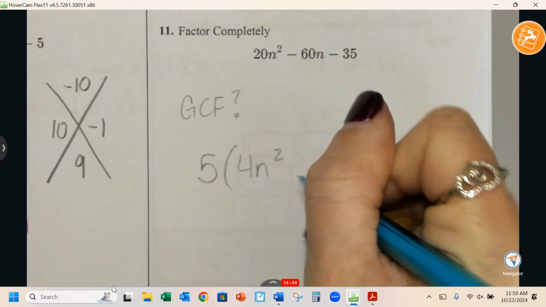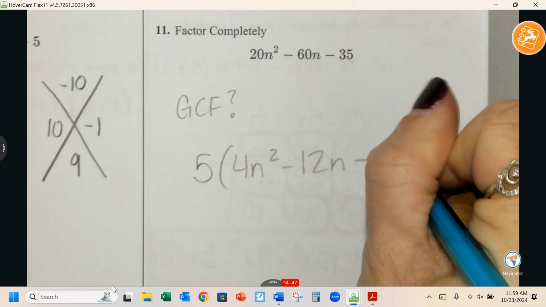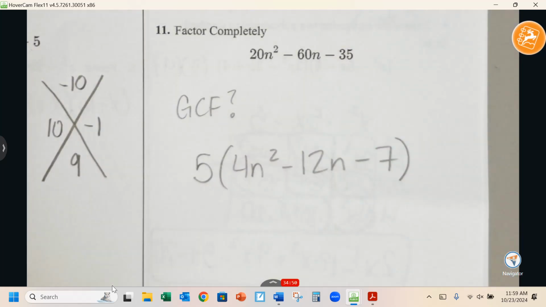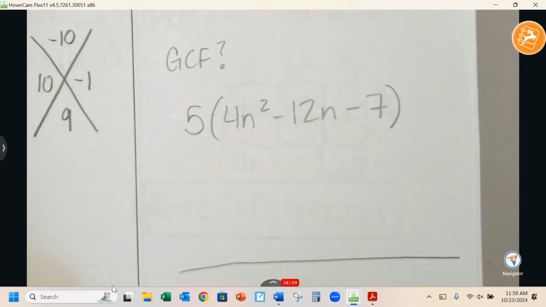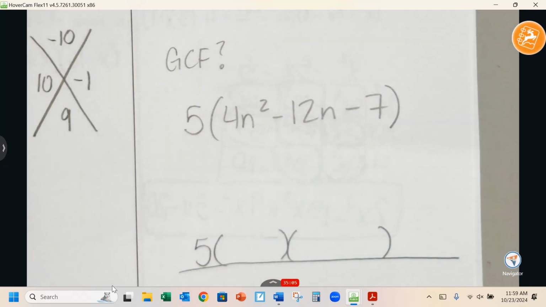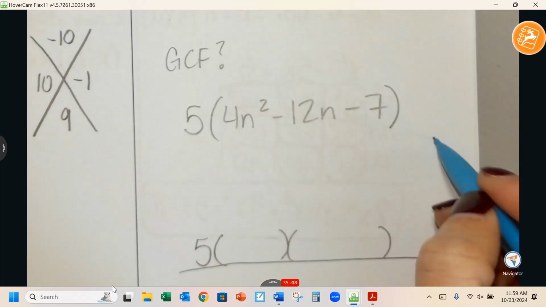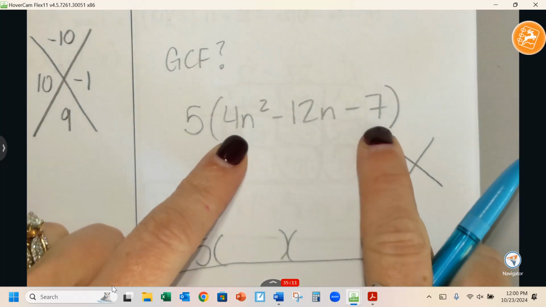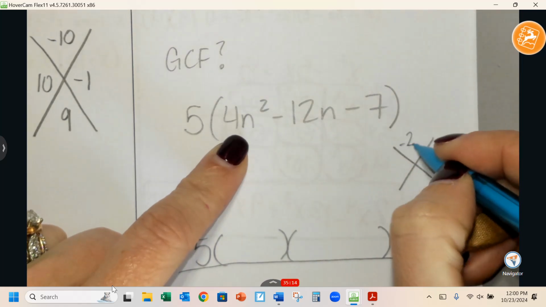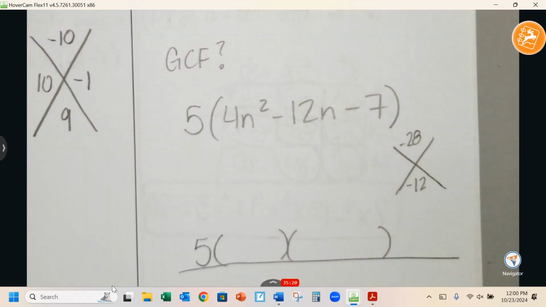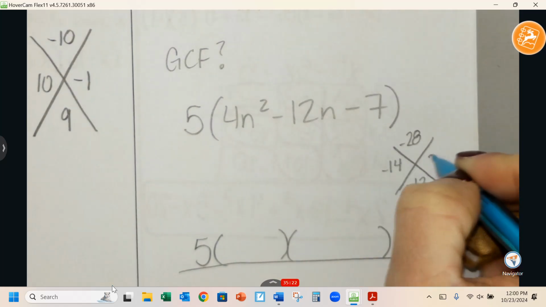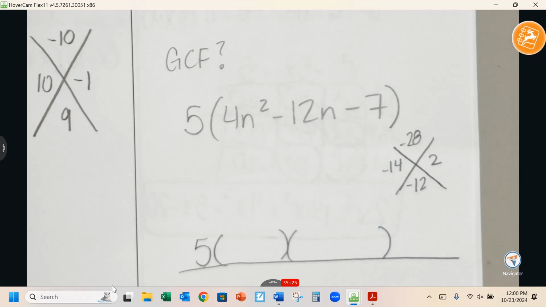4n squared minus 12n minus 7. And then just so I don't get it counted wrong, on the answer space at the bottom, I'm going to go ahead and write that 5. So now when I play the X game, I need the factors of negative 28 that would add to give me negative 12. I think that one will do.